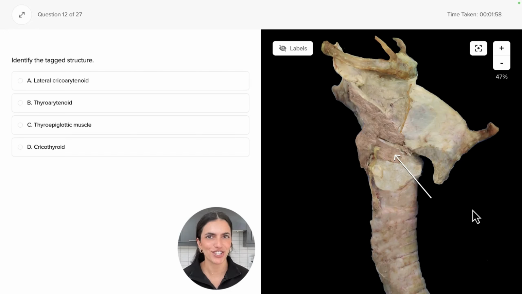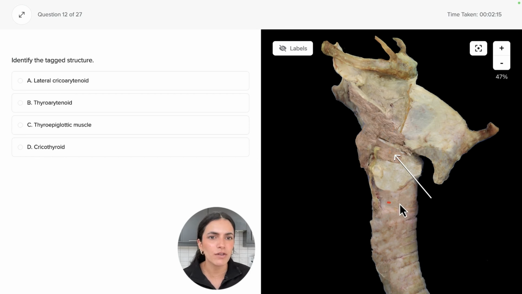Identify the tag structure. Gabby here from bootcamp.com, and here we're going to be discussing some of the more intrinsic muscles of the larynx. So in this particular dissection, we're actually looking at a lateral view. So we're looking along the right side of the larynx as well as the trachea.